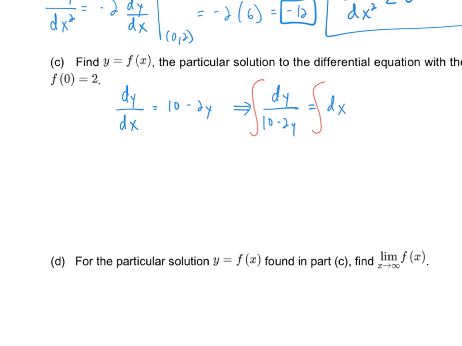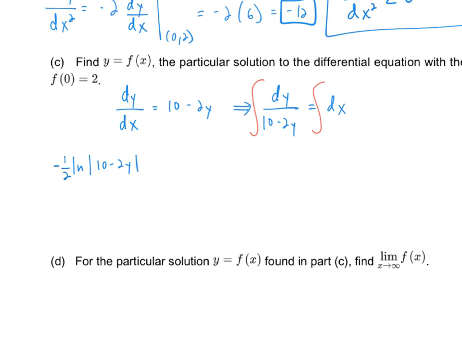Okay, so I'm going to kind of do this one. This integral is going to be an ln. We know it's going to be some kind of ln of absolute value of 10 minus 2y. But if we take the derivative, we'll get 1 over 10 minus 2y like we want, but it'll be multiplied by a -2 because of the chain rule. So just multiply this by -1/2 to get rid of that.